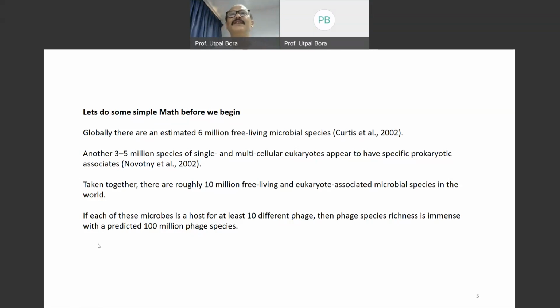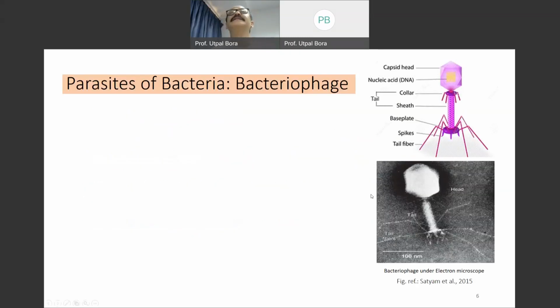And today we are going to study a lot about the importance of these bacteriophages. Basically, we now know that they are parasites of bacteria. They are phages which infect bacteria, so that's why they are called bacteriophages. You can see their structure over here with a capsid head, nucleic acid DNA, collar, which is the tail, base plate, spikes, and tail fiber. This is just one kind, and there are many other kinds. You can also see the image under electron microscopy over here.